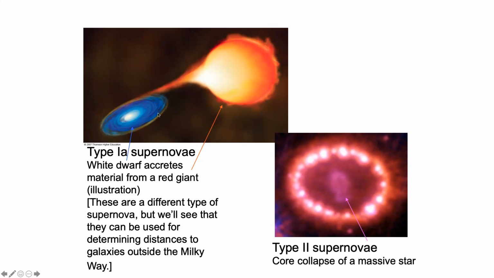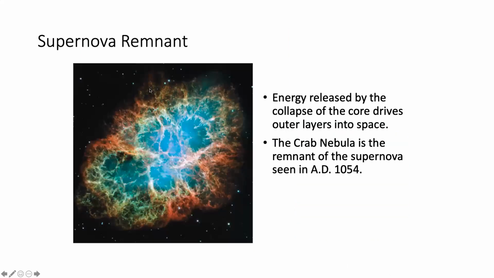And this is a different kind of supernova than when the core of a massive star collapses, right? But it is still called a supernova. And so this is the one that we were looking at a moment ago. This is the remnant of a type 2 supernova. This is called the Crab Nebula.